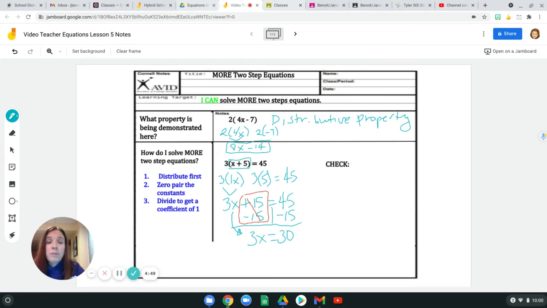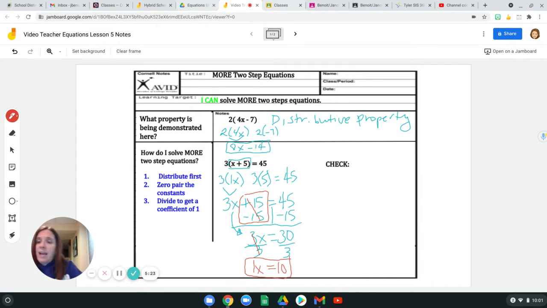We need our variable term to have a coefficient of 1. So in order to get that coefficient of 1, we divide both sides by the coefficient of 3. This goes back to our one-step equation work. 3x divided by 3 is 1x. And 30 divided by 3, how many 3's go into 30? That would be 10. We think the solution to make our equation true for x is 10.